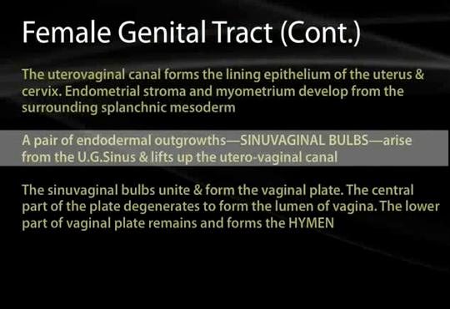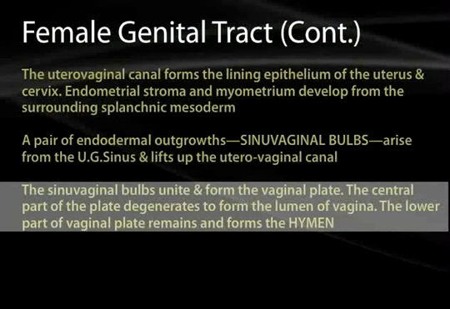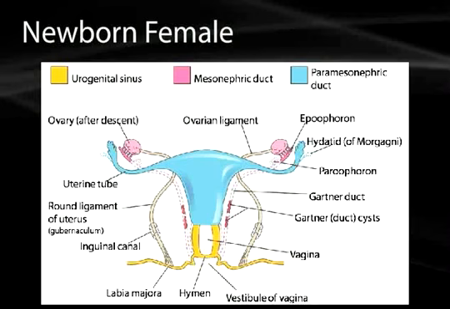There's going to be a pair of endodermal outgrowths known as the sinuvaginal bulbs, and those are going to arise from the urogenital sinus as it gets separated off. The uterovaginal canal will then connect to that. That sinuvaginal bulb will unite and form what's called the vaginal plate. And it's that central portion of the plate which should degenerate and form the lumen of the vagina. If the lower portion of that is still in place, it forms a hymen. In some places it will not stay in place and there'll be no hymen.